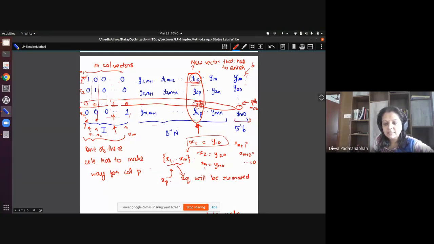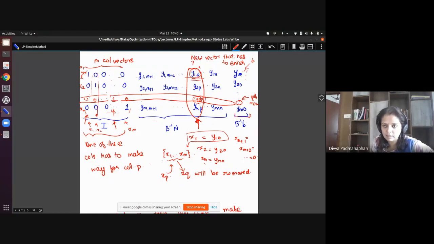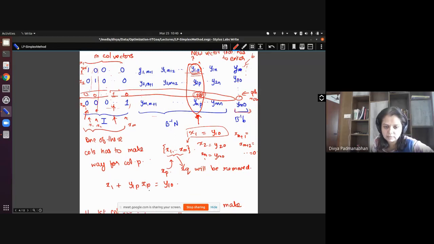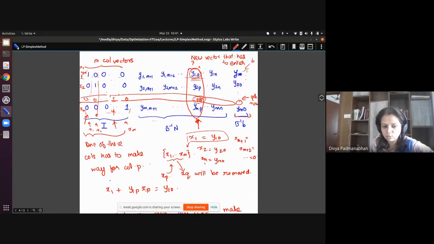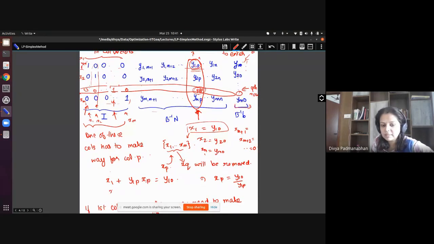Now if you do that, let's see what happens to this system. In terms of the current system itself, if this xp takes a non-zero value, then you will have x1 plus y1p xp equals y1 0. At the moment xp is zero, but let's see what happens if you change this. If you push x1 out, xp becomes y1 0 by y1p. If instead you make x2 leave, from the second equation you have x2 plus y2p xp equals y2 0. So if xp enters and x2 leaves, then x2 becomes 0 and xp becomes y2 0 by y2p.